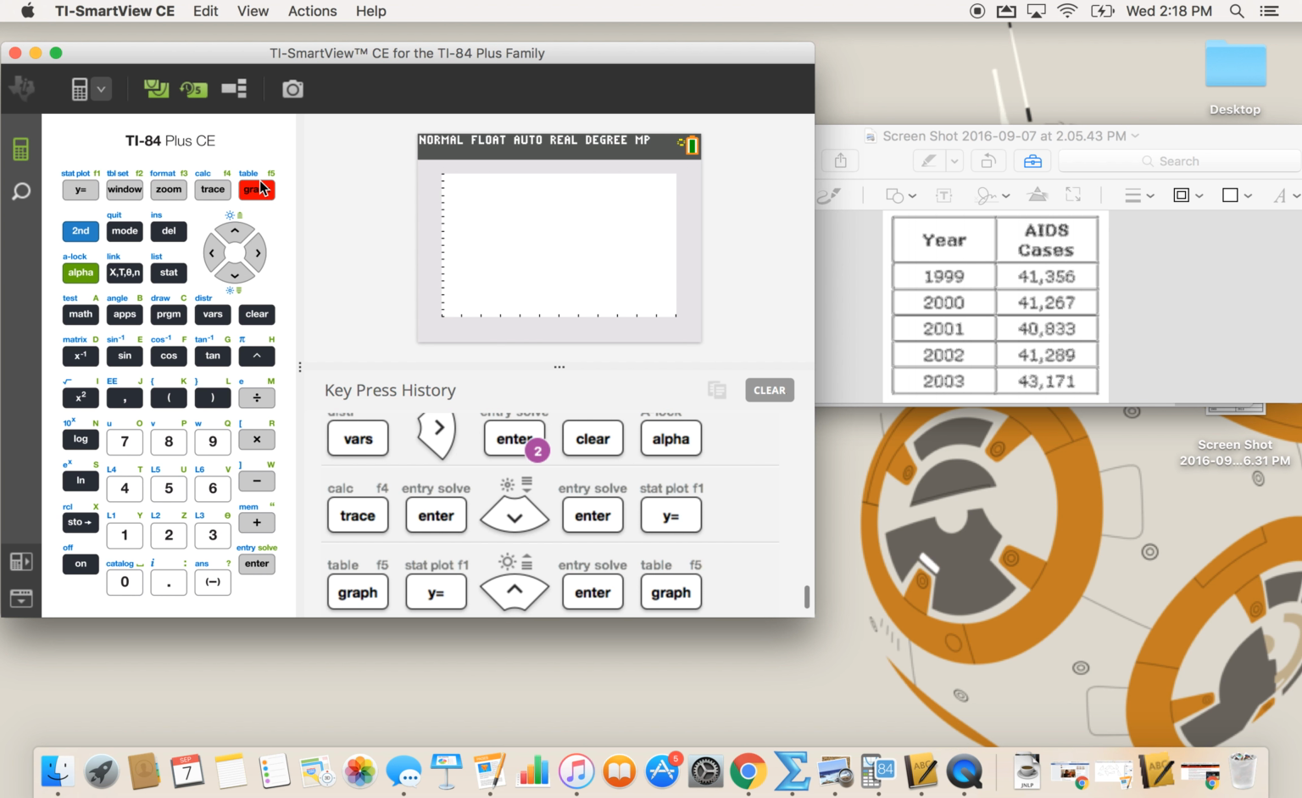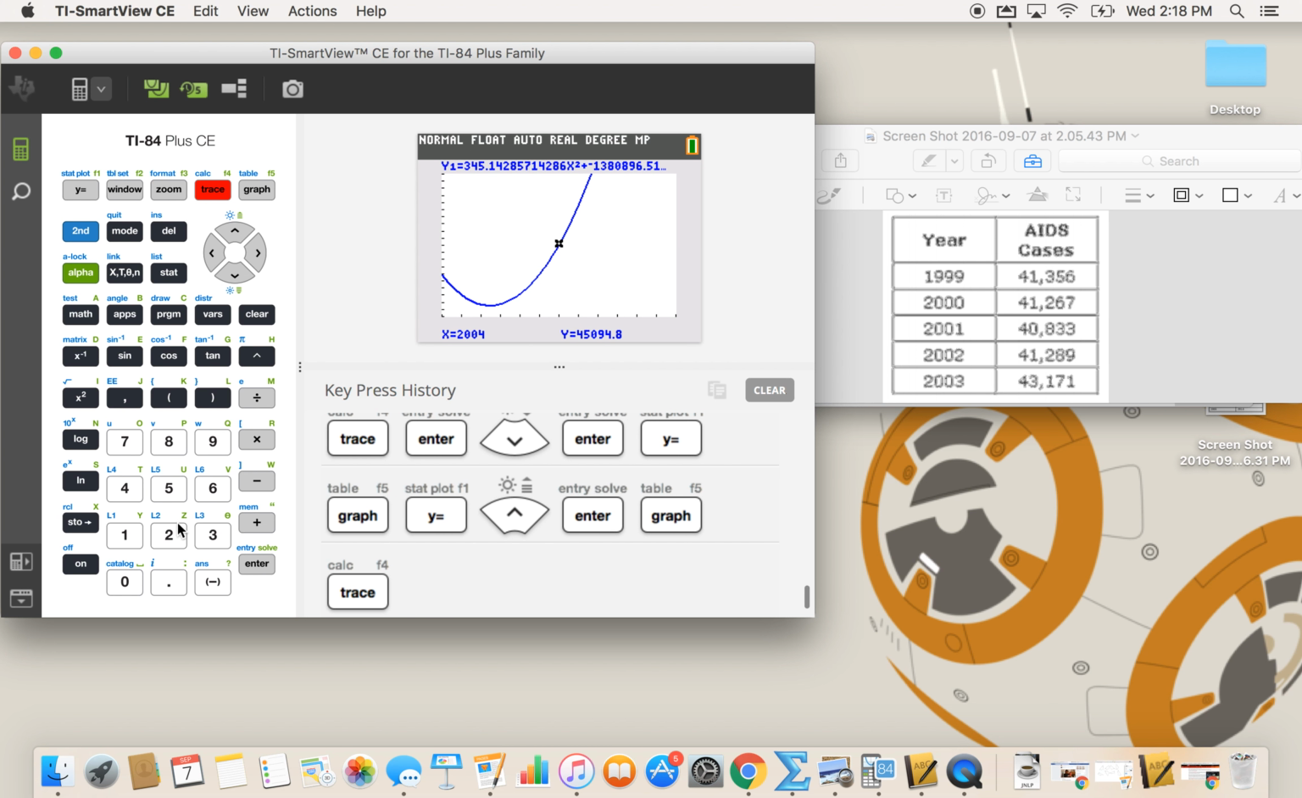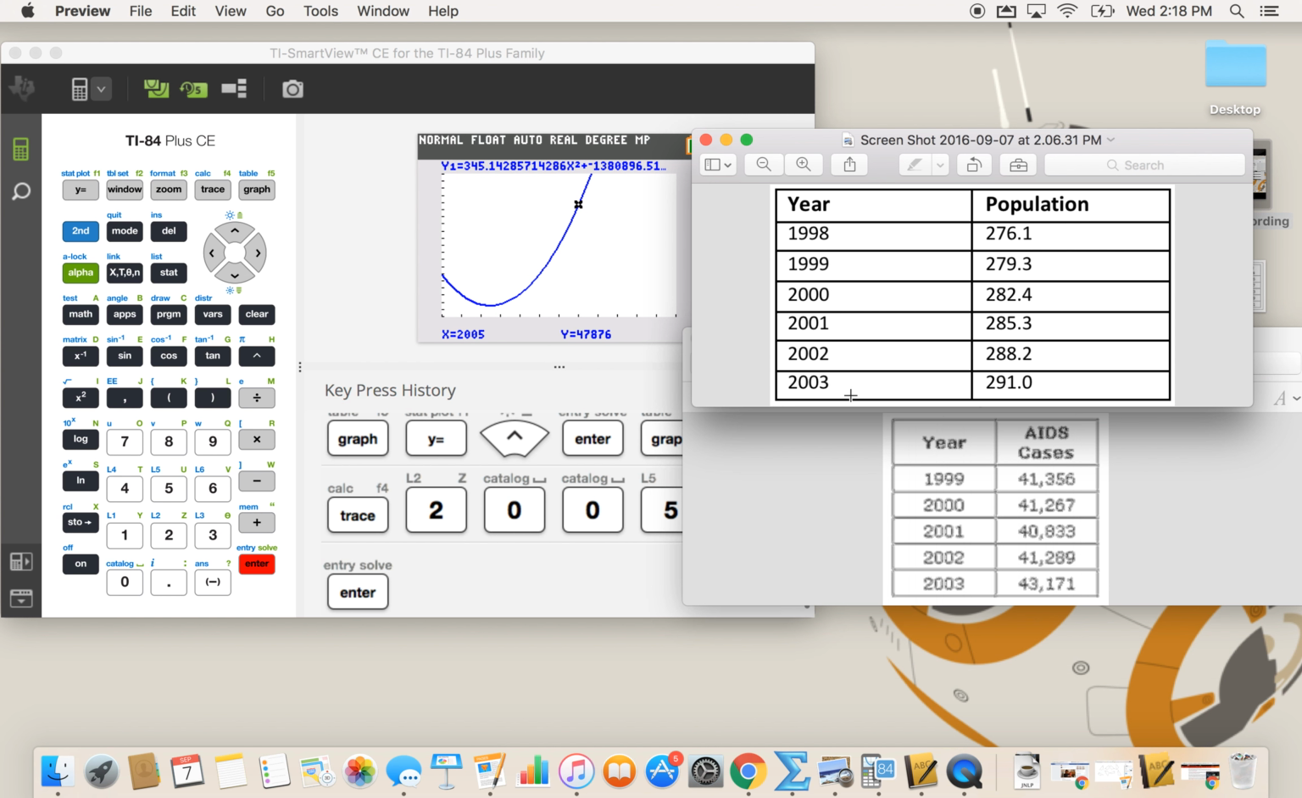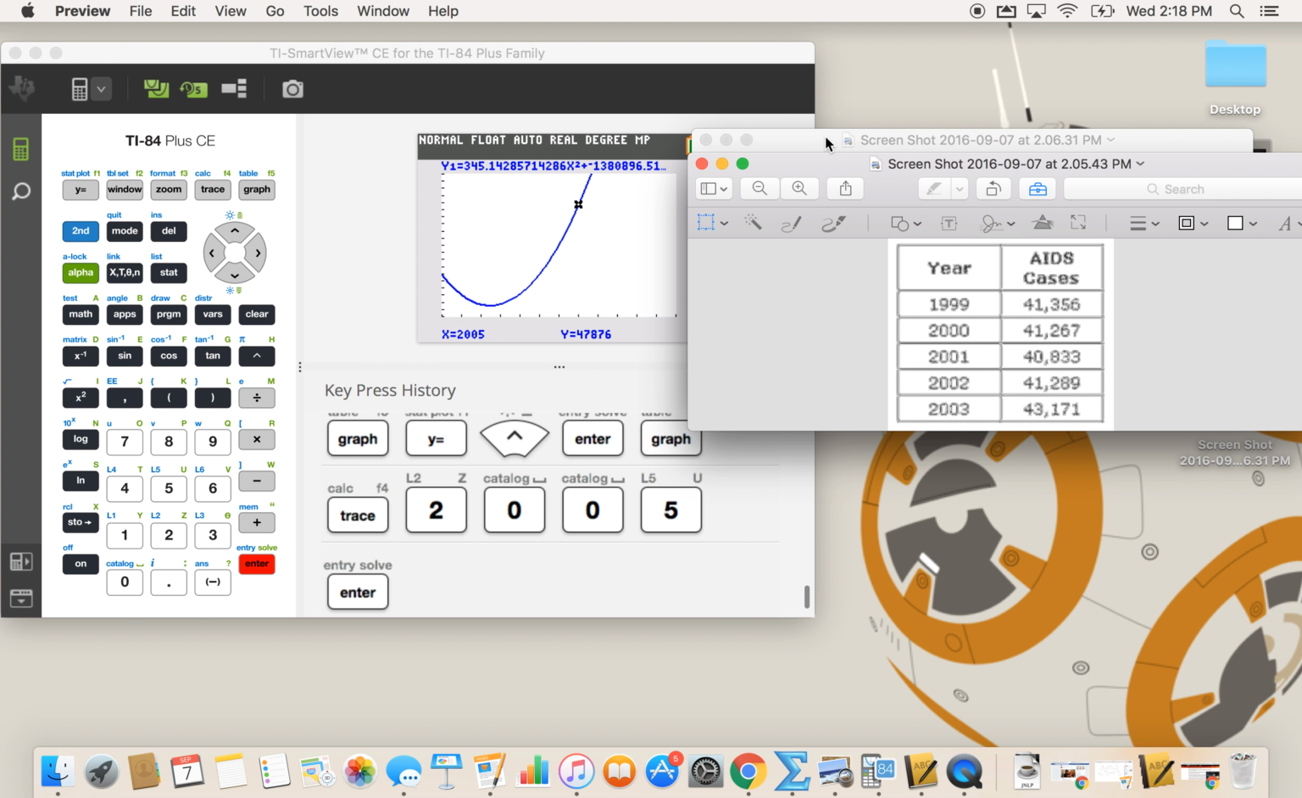Okay, now if this regression was actually accurate and we were using it to estimate something, I could use this to estimate value. So I could use it to estimate something like how many cases there will be in 2005. I would hit trace 2005, and it would tell me that if it follows this regression, there will be about 47,876 cases.